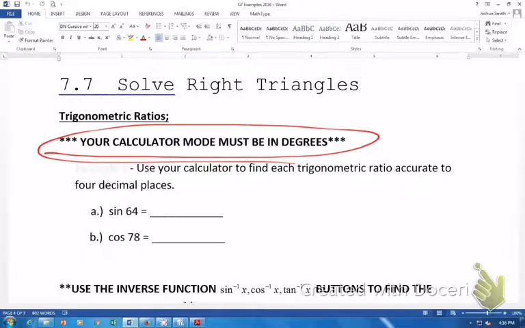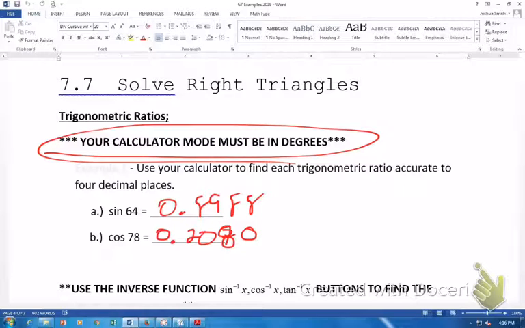Okay? So we know how to type these in. Sine of 64, no big deal. And cosine of 78. Not a big deal. But what if you don't know the angle measure? Right? What if you don't know the angle measure?